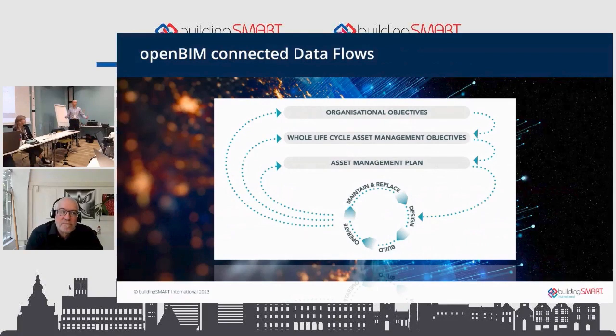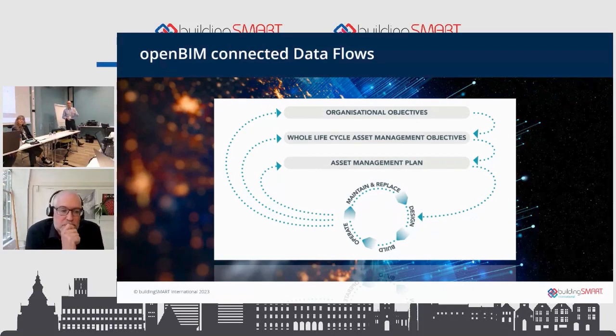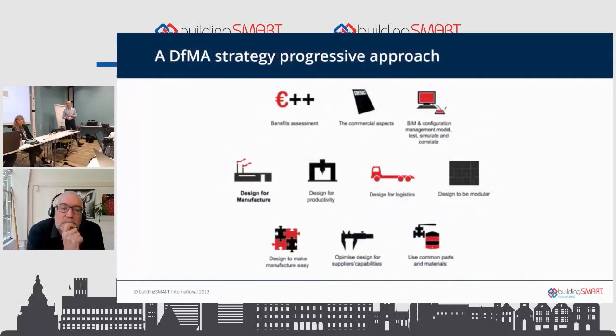And then it's about connecting the data flows. As I've already suggested, I'm probably repeating myself a little bit here, organizational objectives through to the whole operation of design, build, operate, maintain, and replace. We need to have interoperability. We need to have the data available in software-agnostic fashions so that information is available to make the right decisions at the right time.